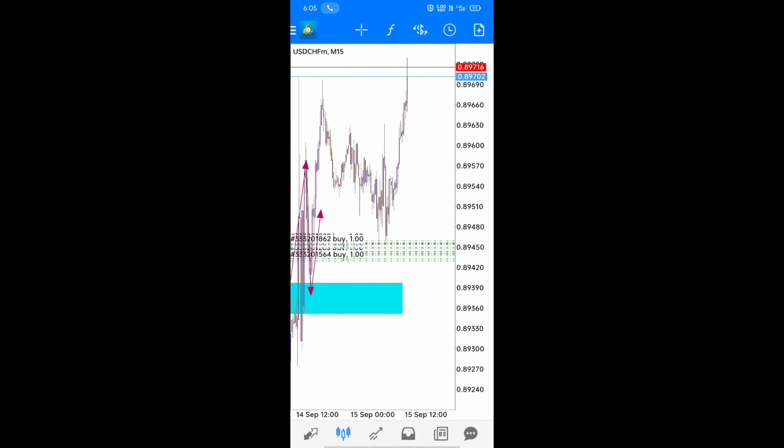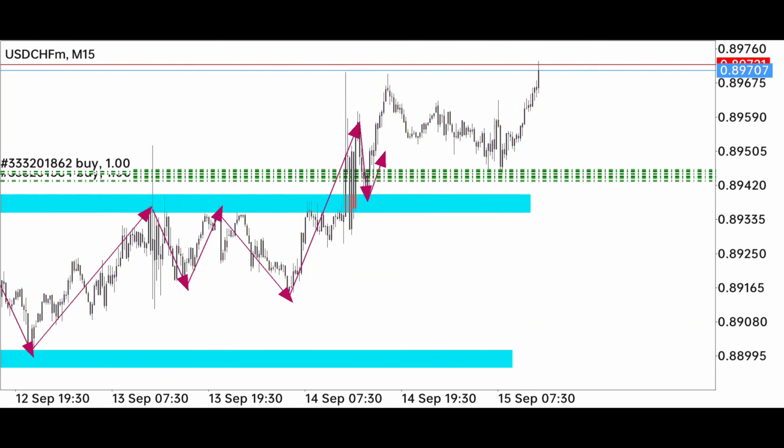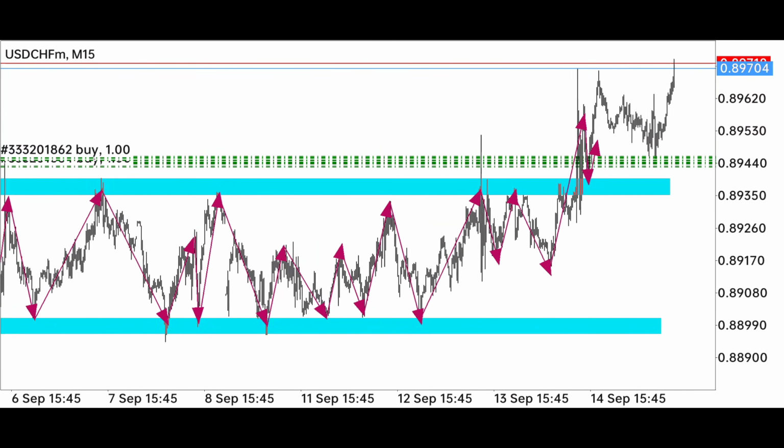Finally, our target has been hit. The market moved in our direction as we analyzed here. Our analysis was right, so that we can reach our target. Whenever a consolidation zone is created in the market, a very good buying and selling opportunity is created there, which we can take advantage of.